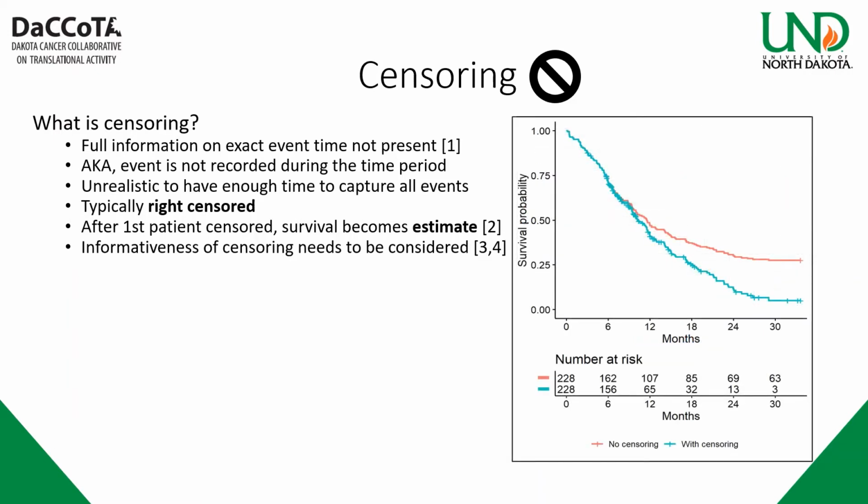In any case, it's important to take into account censoring. This is just an example of survival probability, considering censoring on the blue or no censoring on the red. What you see here is if you don't consider censoring, you get an overestimate of the risk. So you need to take into account censoring.